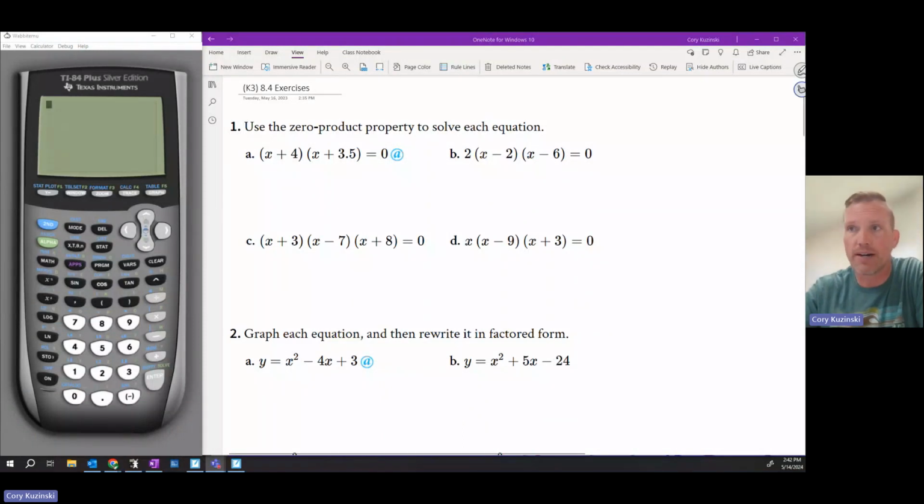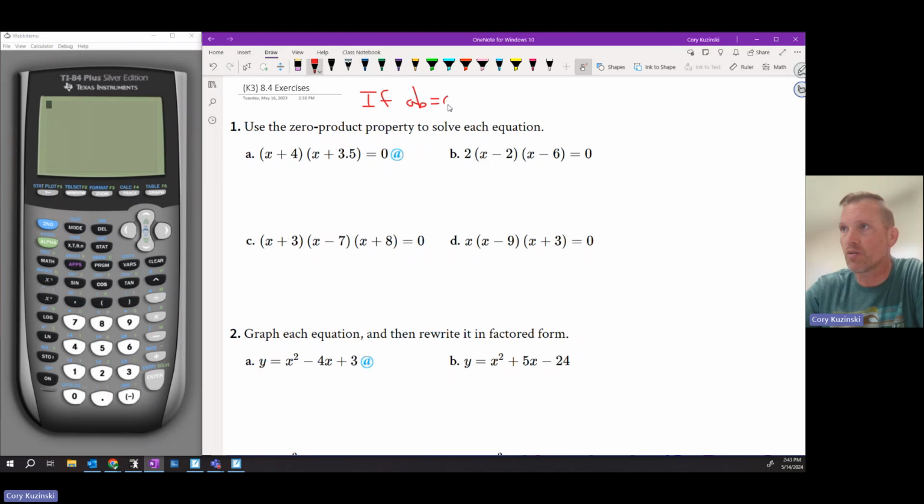Here we go. First thing we're looking to do is use the zero product property to solve this equation. Remember, the zero product property states that if A times B equals 0, then A equals 0 or B equals 0. Not sure why I made that 0 so tiny. I don't like it though. I want to fix it. Here we go. All right, so that's the zero product property.